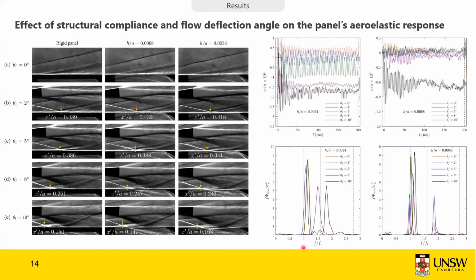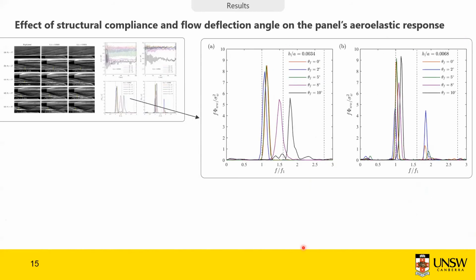So let's try to understand the structural deflection. There's a lot of information here, but I'll try to condense things as much as I can. By the way, the full details of these structural deflection signals can be found in the paper. So let's look at this closely. Here's the power spectral density for the thinner panel and the thicker panel, the thinner panel on the left and the thicker panel on the right, for all the flow deflection angles that we tested.